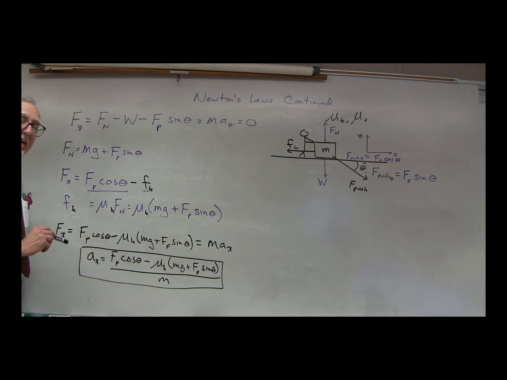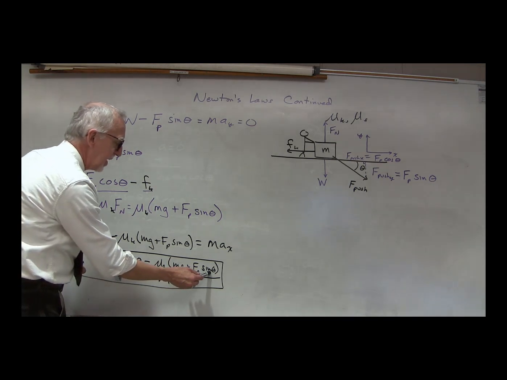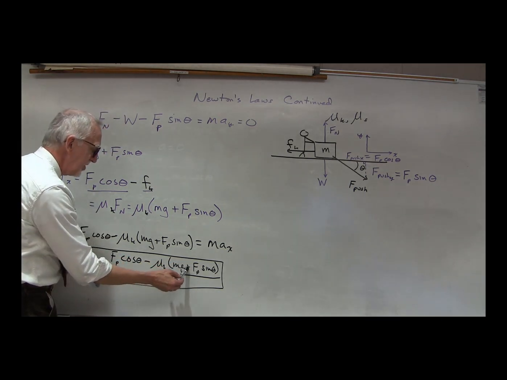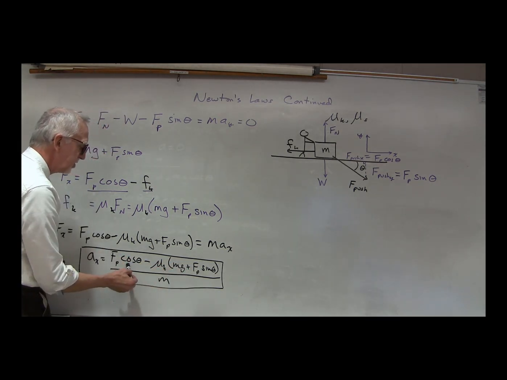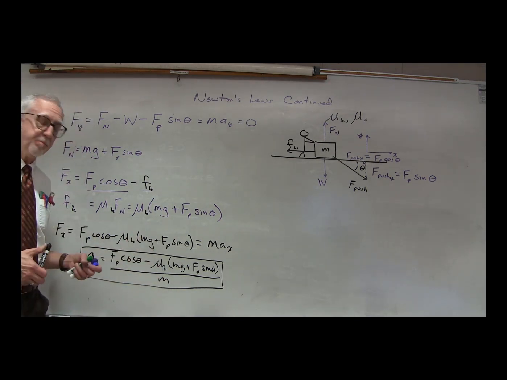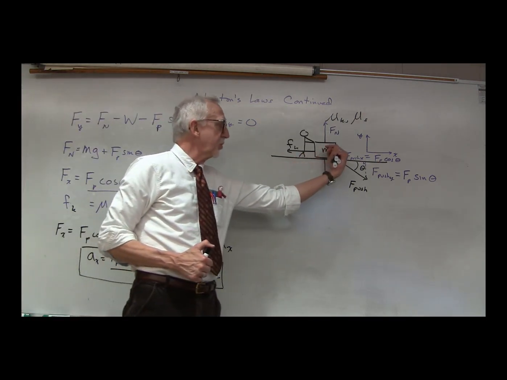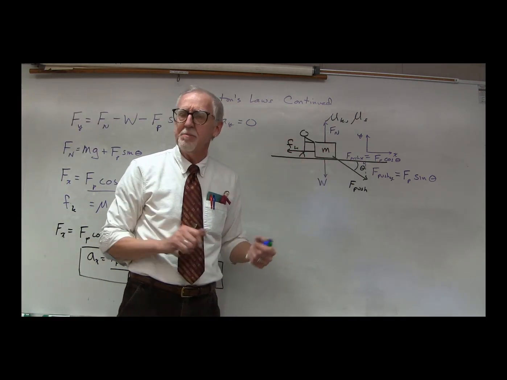What about if theta gets large? Or what if theta gets much, much larger? Well, what happens? Cosine of theta is going to get smaller. This will get small. Fp sine theta, this will get large. Eventually, this term is going to be larger than this one, and we're going to get a negative result. Well, what does that mean? Like we saw before, a negative acceleration means the object is going to accelerate this way. No, that doesn't make sense.